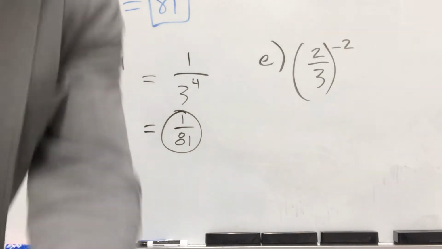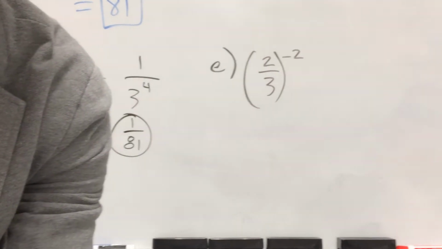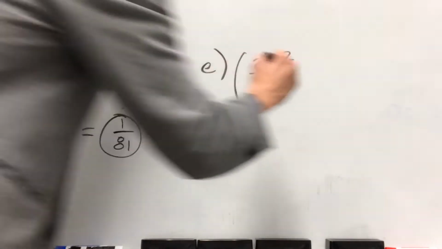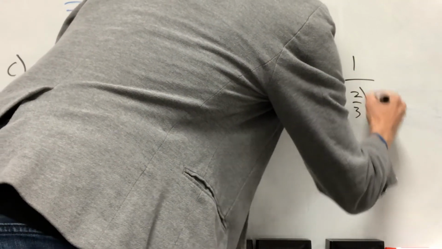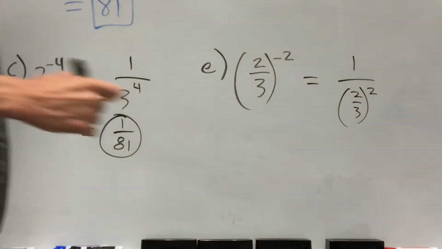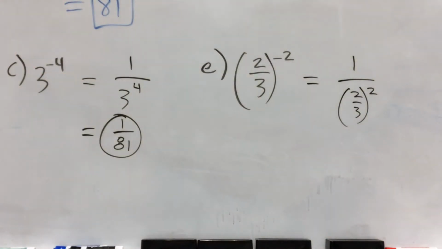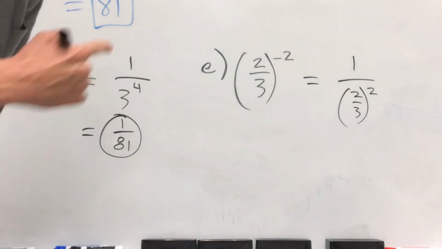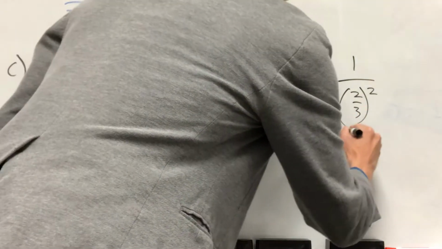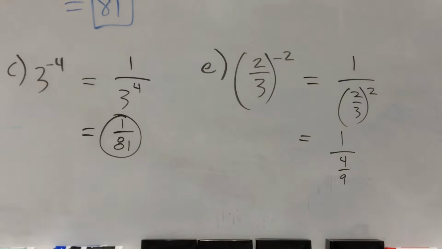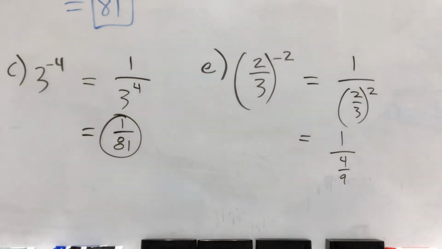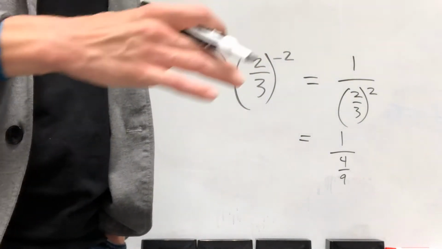All right, now let's take a look at this next one, E. Again, I just said you can write it as 1 over (2/3) squared. 2/3 squared means I square 2 and I square 3, so it's 1 over 4/9, which means I do 1 times the reciprocal 9/4, which gives you 9/4.